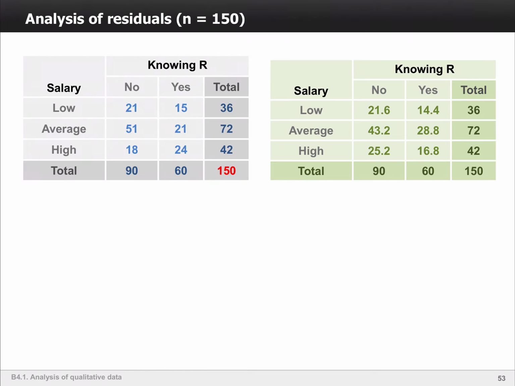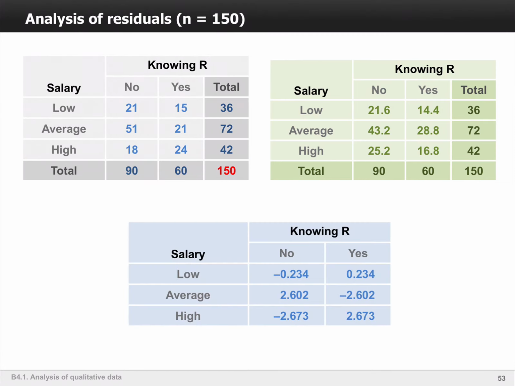But if we take a second sample with 150 values, then of course the calculated values will be larger. For the low salary, we still don't see any association between knowledge of R and low level. But for the average and for the high salary, you can see the residuals are quite extreme. This one is positive and negative, and this is vice versa, negative and positive. What does it mean? It means that if you know R, it's very unlikely you will have an average salary, but it's more likely that you will have a high salary. So the proportions between average and high salaries will be different for those who know R and for those who don't, while the proportion for the low salary will be about the same.